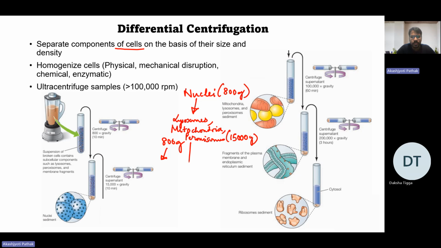Then after that, we get the endoplasmic reticulum. Fragments of the endoplasmic reticulum are sometimes called microsomes as well. Whenever the endoplasmic reticulum is fragmented, it forms very small vesicle-like structures, and those are called microsomes. So fragments of the plasma membrane and fragments of the endoplasmic reticulum, and then you get the ribosome. This you get at 100,000 G, 1 lakh G, and the ribosome you get at 200,000 G.